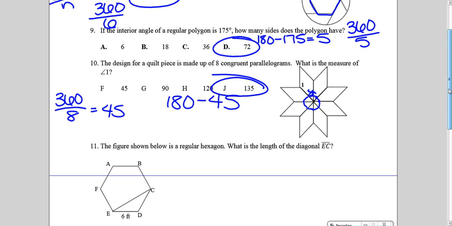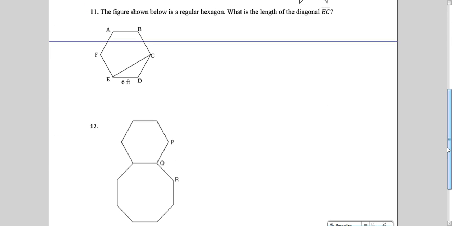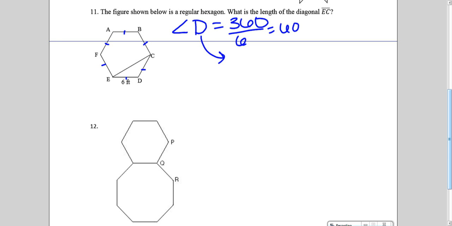All right. The shape below is a regular hexagon. What is the length of its diagonal? Regular means that we know all of our sides and all of our angles have to be congruent. Well, so let's figure out what angle D is. Angle D would be 360 divided by 6, which is 60, but then we have to subtract that from 180. All right, so this angle right here is 120 degrees.